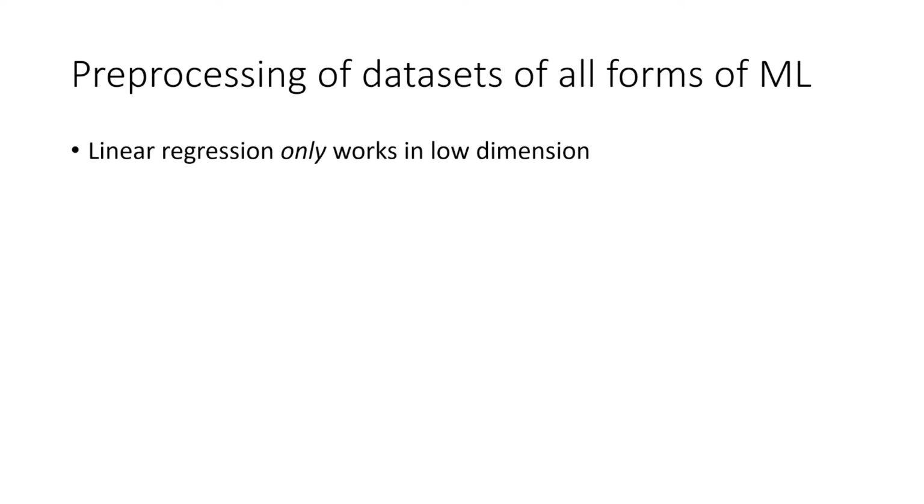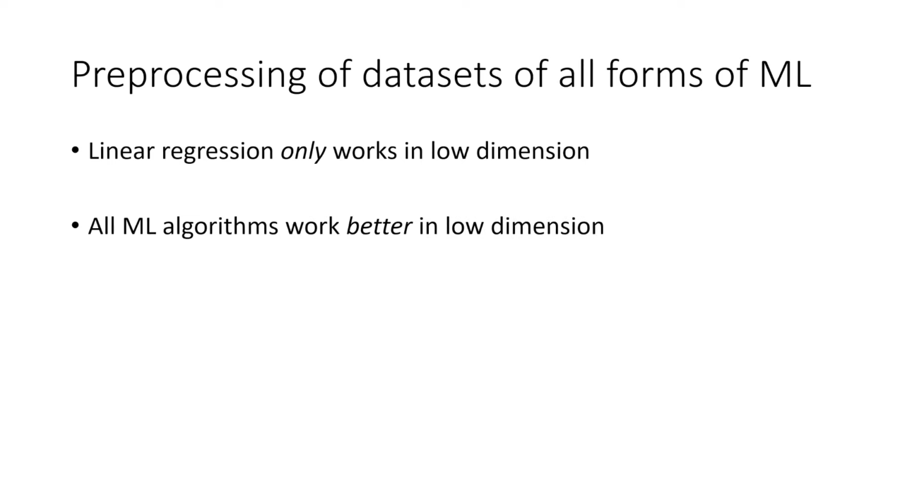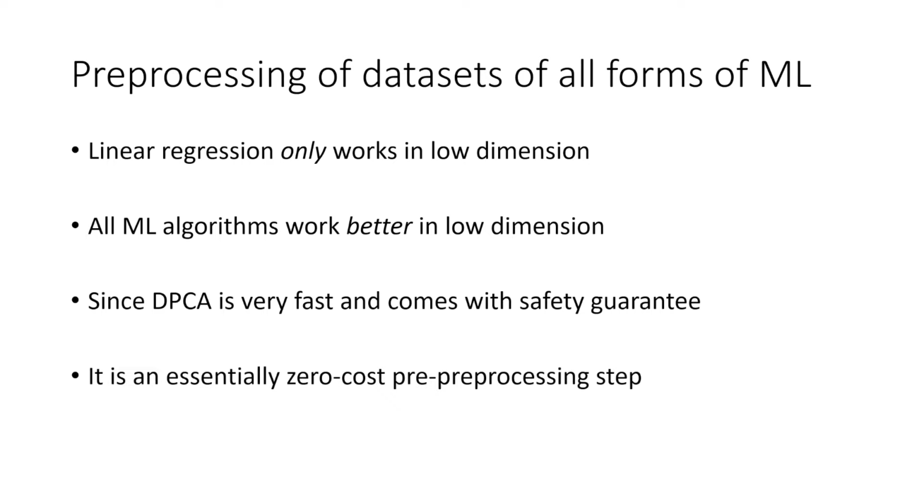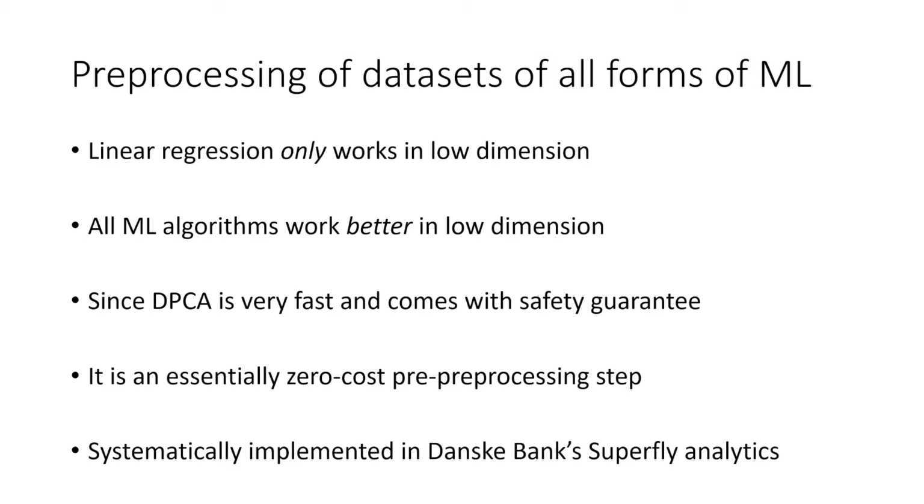Linear regression only works in low dimension, but all ML algorithms work better in lower dimension. And since differential PCA is fast and lightweight and comes with a safety guarantee, it is essentially a zero-cost preprocessing step, and often a very beneficial one. We have implemented differential PCA as a systematic preprocessing step, and we never looked back.